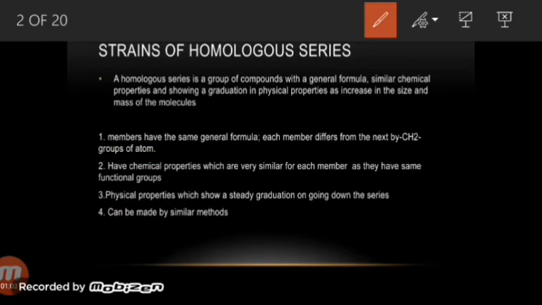The last trend is that they can be made by similar methods. Always remember that the members of one homologous series can easily be prepared or synthesized by similar methods, because all of them possess the same functional group and have the same chemical properties, so it's very easy to produce them by the same methods. But the members of different homologous series would be different from one another.